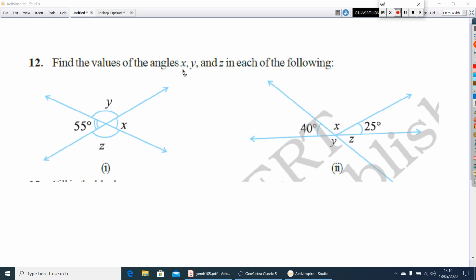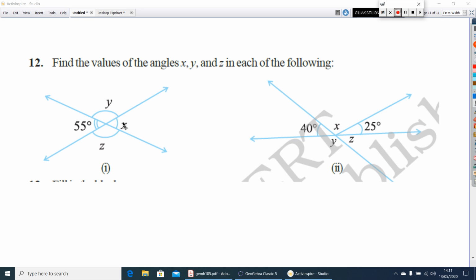Here find the values x, y and z in the following. Here x is a vertically opposite angle, so x is equal to 55 degrees. You can write x is equal to 55 degrees. It is vertically opposite angles. Now x plus y are a linear pair of angles and the sum of these angles is equal to 180 degrees. Or you can find angle y, since y plus 55 degrees is equal to 180 degrees. So y is equal to 180 minus 55 degrees. That is the answer. If you get y, you can find out the z also.